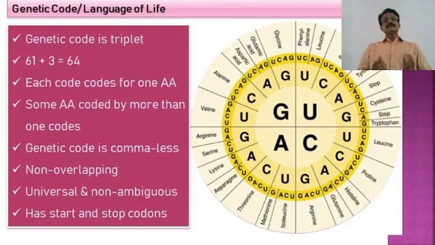This genetic code is commaless. When we write this genetic code, you cannot give commas. It is non-overlapping, universal and non-ambiguous, and it has start and stop codons. Here you can see the start codon is methionine or formylmethionine, and the stop codons are UGA, UAA or UAG. The genetic code gives the meaning to that particular content, and that's why it is called the language of life.